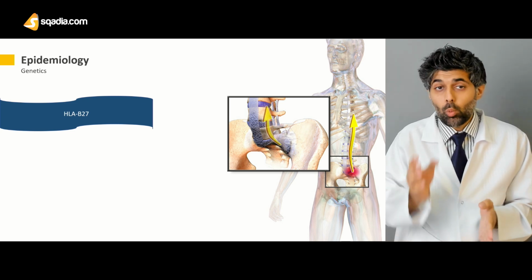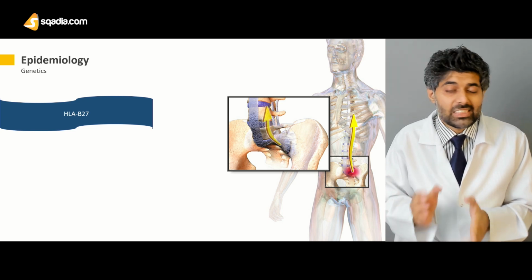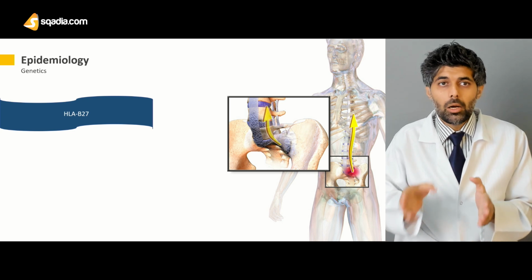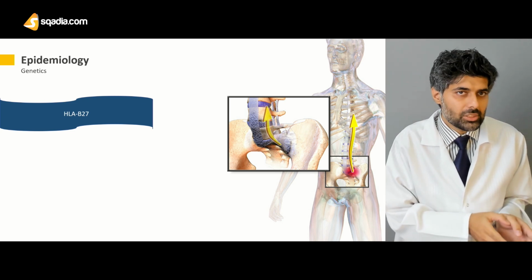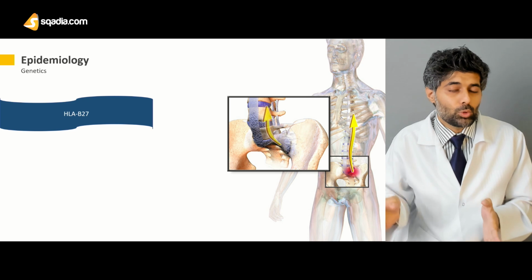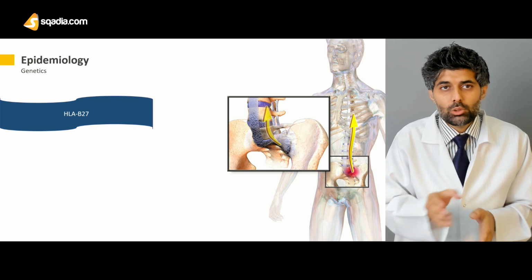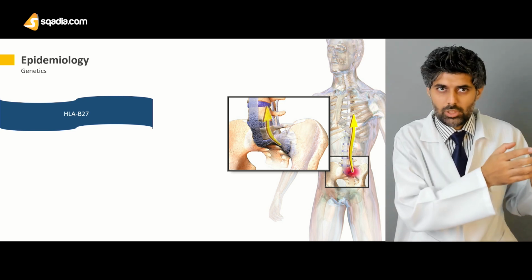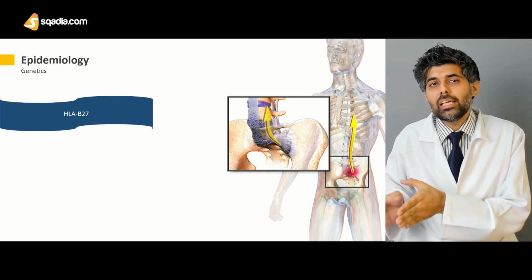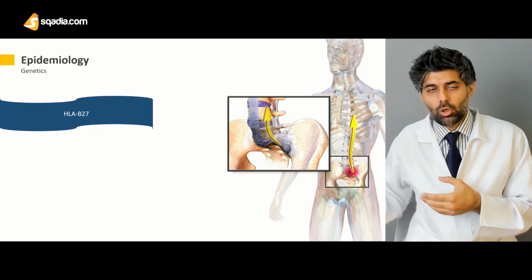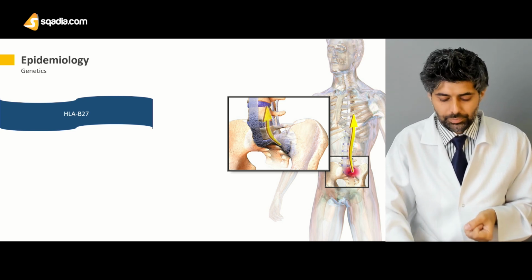7% of all white North American males have HLA-B27. 7% of all of those. And every person who is affected by ankylosing spondylitis, 90% of those have HLA-B27 in their body. So as you can see, HLA, the human leukocyte antigen, is highly significant to both the pathology and the epidemiology of ankylosing spondylitis.